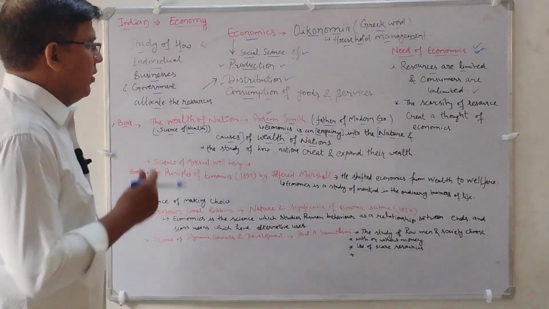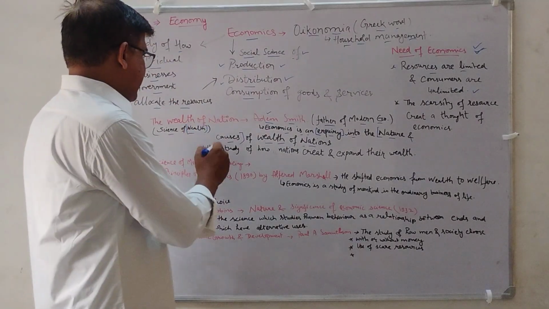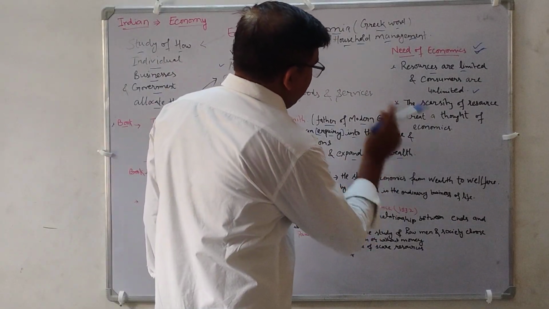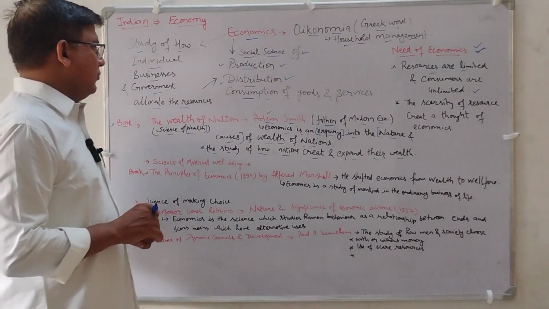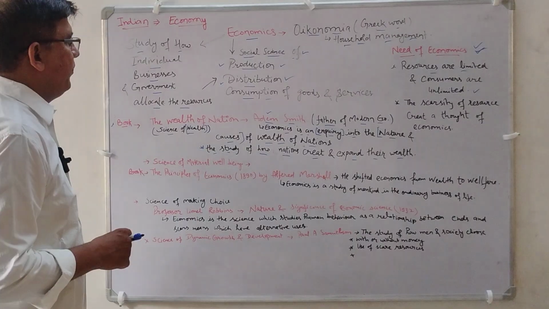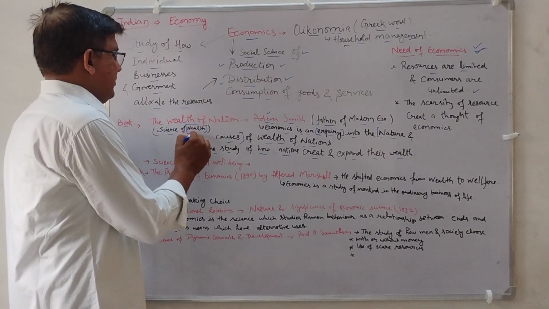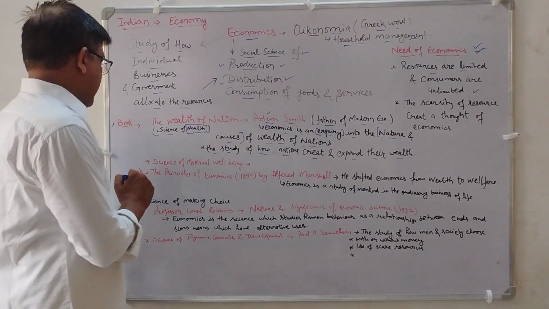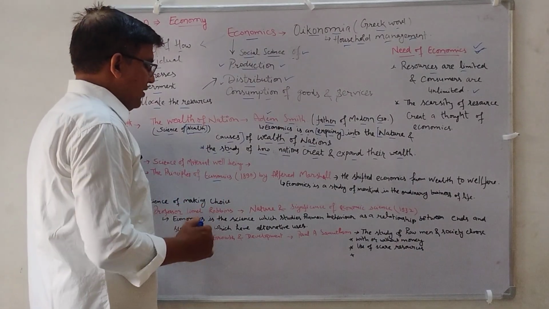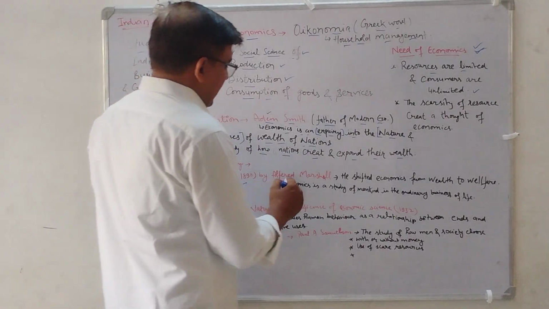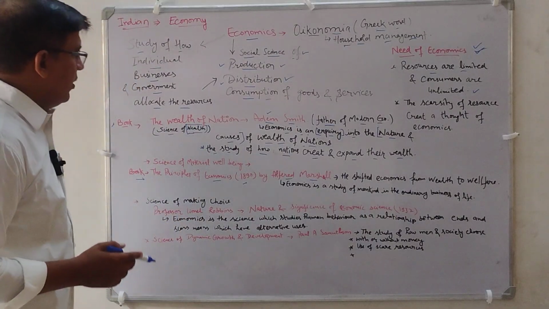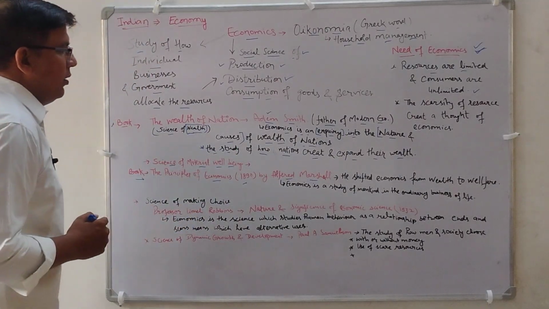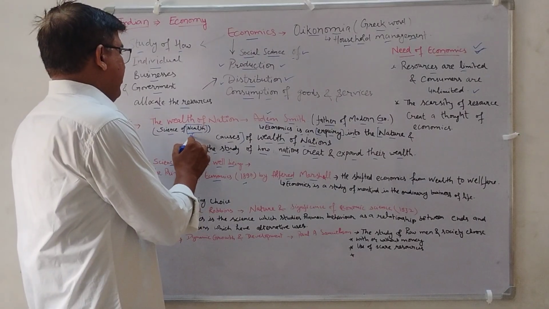Next, Adam Smith expanded economics as a study of how nations create and expand their wealth. According to Adam Smith, economics is wealth. If we move on to another book, The Principles of Economics, published in 1890 by Alfred Marshall, he defines economics as the science of material well-being. He turns the word wealth into welfare.